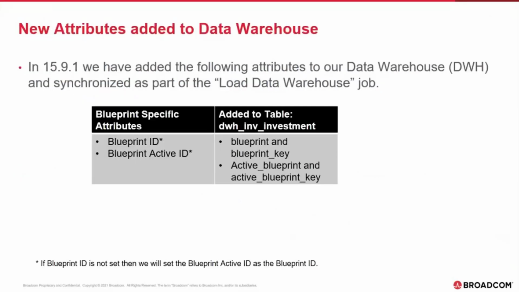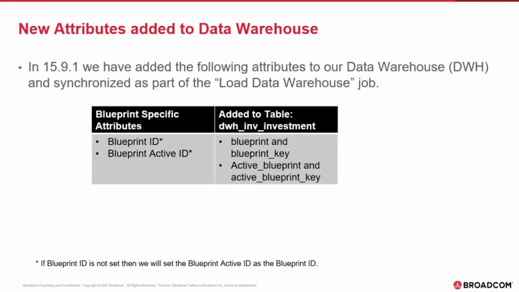So the new attributes that we have added in 1591 are the blueprint ID and the blueprint active ID. These were based on the direct feedback from our customers that they wanted to leverage the blueprints that have been assigned to the projects or other investment types in the data warehouse.